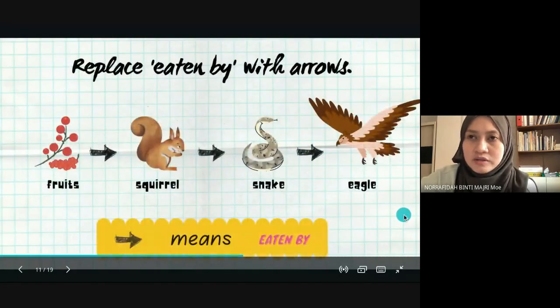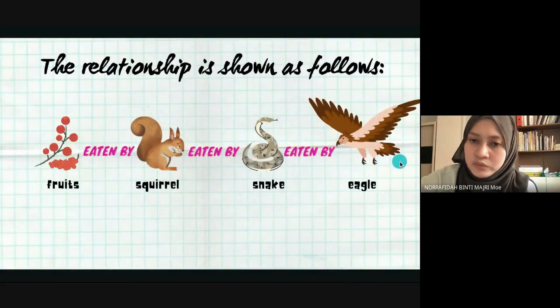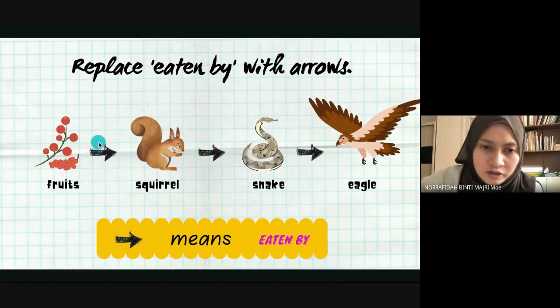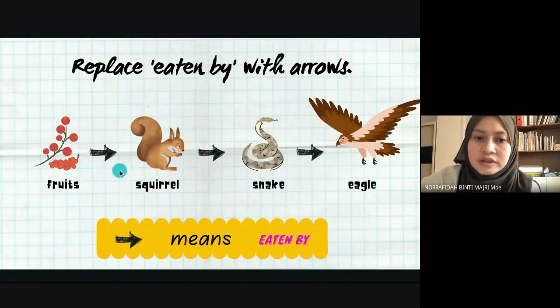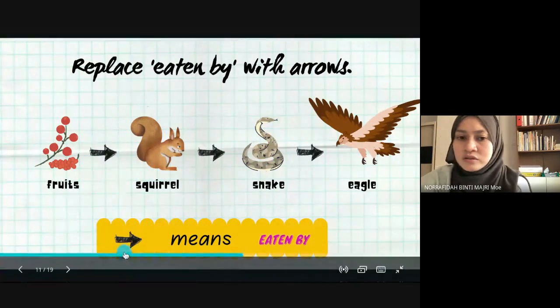So how do you want to do a food chain? First, replace "eaten by" with arrows. Fruits, arrow. Arrow here means eaten by. Fruits is eaten by squirrel, squirrel is eaten by snake, snake is eaten by eagle. So this arrow means eaten by.